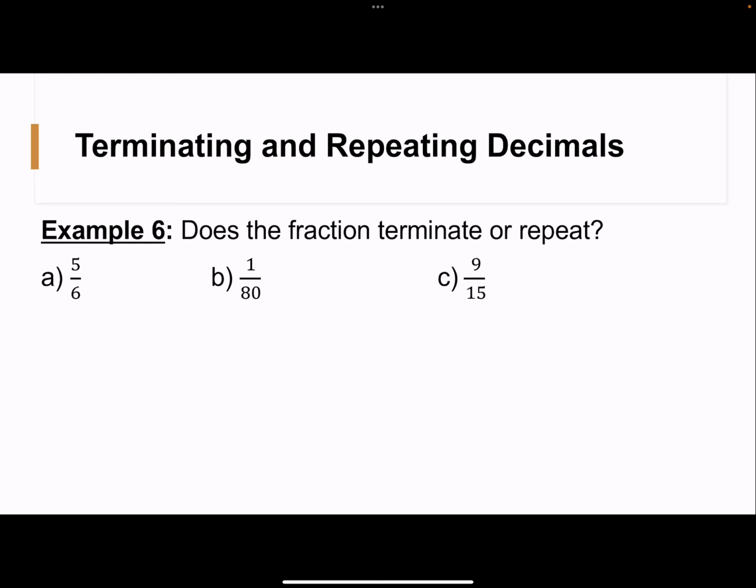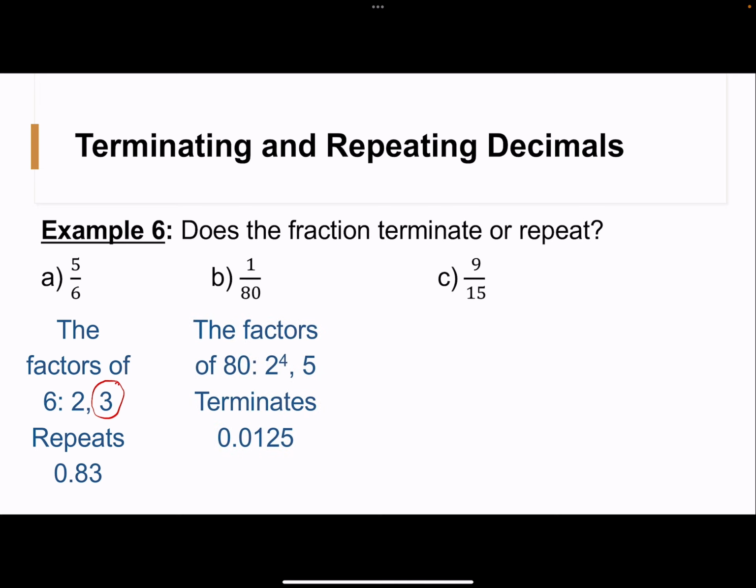Does the fraction terminate or repeat? This is example 6. So I look at 5/6, and I think about the factors of the denominator 6. Well, I have 2 and 3. Because I have a factor other than 2 and 5 in there, this tells me that this is going to be a decimal that repeats. And if you divide that out, you're going to see we get 0.83 repeating.